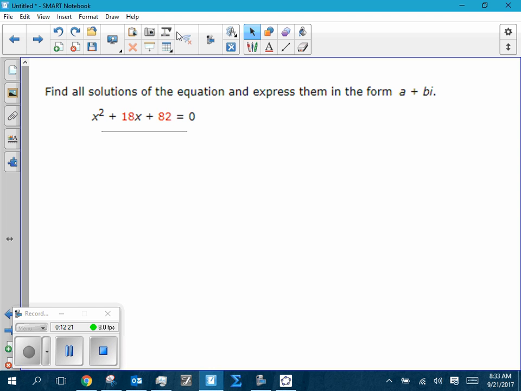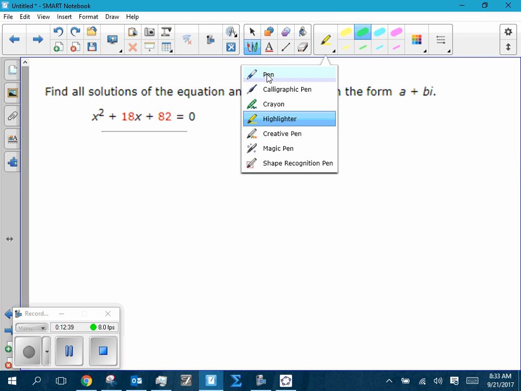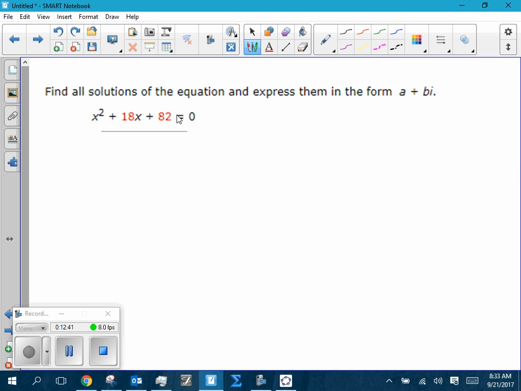Find all solutions of the equation, express them in the form a plus bi. All they're saying here is, can you go through and find these roots, or these solutions, and we try to factor this. That's what we do when we have a quadratic and it's equal to 0. But if we think about this, there are no values that multiply together to give me 82 and add to give me 18. No factors of 82 give me 18 as a sum.